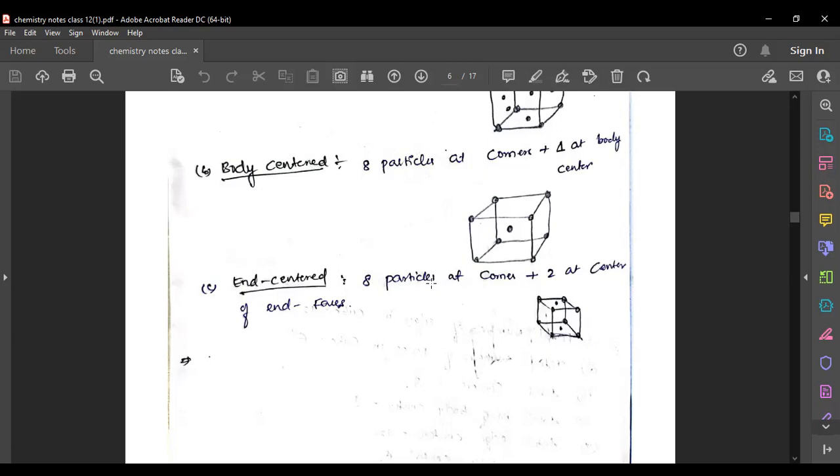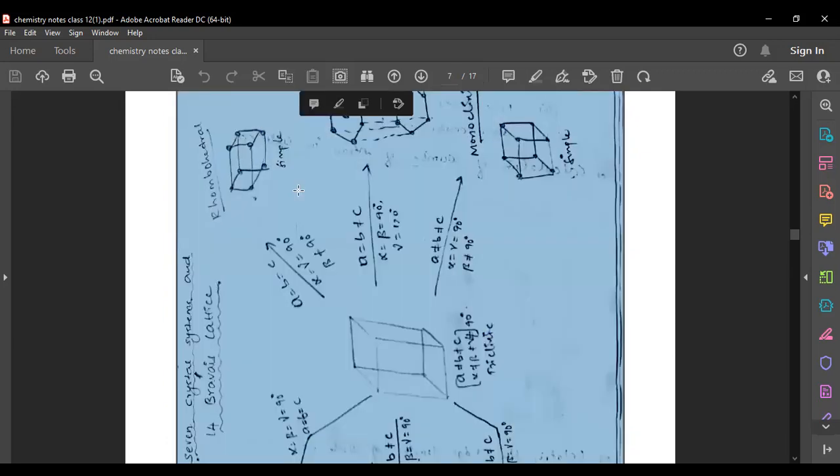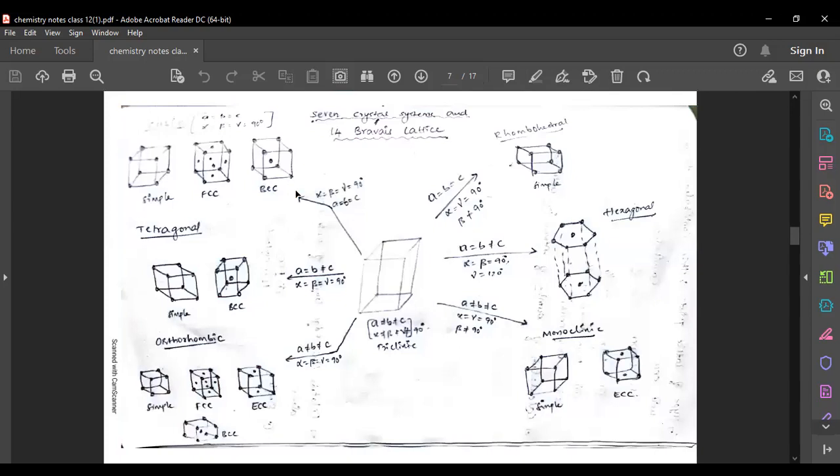Any doubts? No, sir. And this is what we started in the last class, right? About the 14 Bravais lattices and the 7 crystal systems. I just gave the points only in the last class, but today we'll study completely.